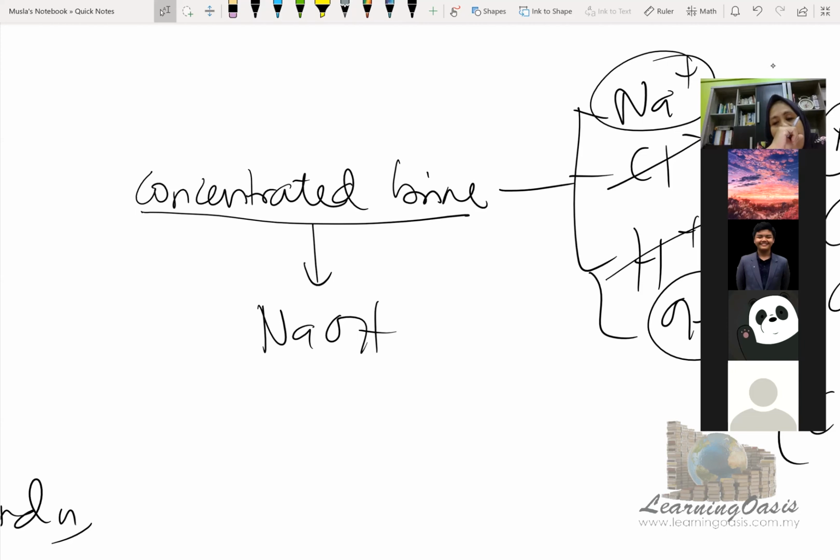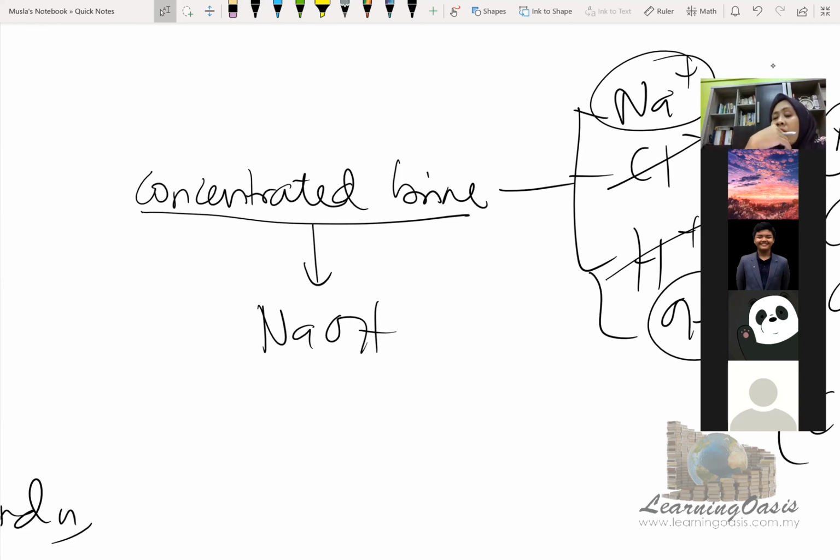The anode I'm not very clear about. Goes to the cathode, Balkis? Yes. What goes to the cathode? What ion goes to the cathode? H plus, H plus and? Na plus. Okay, which one will be discharged? H plus will be discharged. Why? Giving H2, because it's the least reactive.